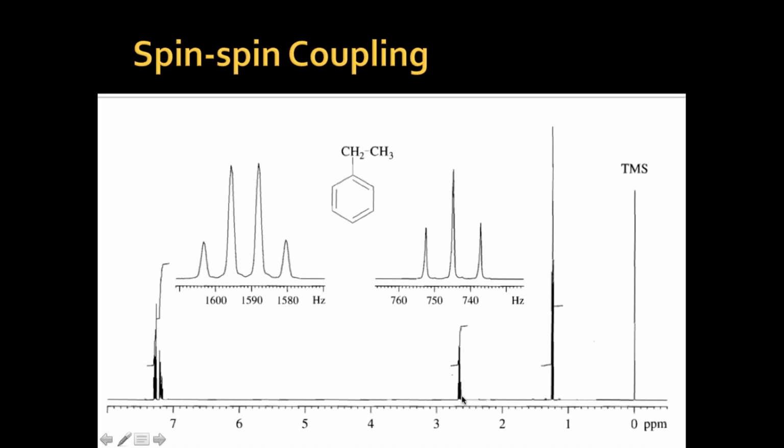This is a quartet. See this quartet. Quartet is this. See, small, big, big, small. Right? Small, big, big, small. Because n plus 1, n is equal to 3. This CH2 is under the influence of these 3 hydrogens. n is equal to 3. So n plus 1, 3 plus 1, 4. So 4 means quartet. So that's why the CH2 protons show a quartet, right?